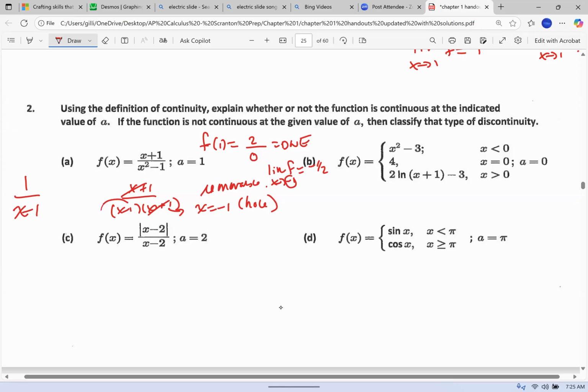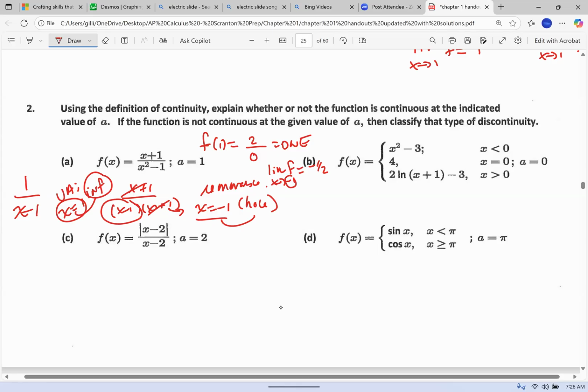What remains in the denominator is this factor of x minus 1, and that's where my vertical asymptote is going to be. So the vertical asymptote is at x equals 1, another point of discontinuity, but this kind is going to be infinite. So again, to answer the question, we have two types of discontinuity here. One at negative 1, which is a hole because the limit does exist. And because of a vertical asymptote at x equals 1, that's going to be infinite.